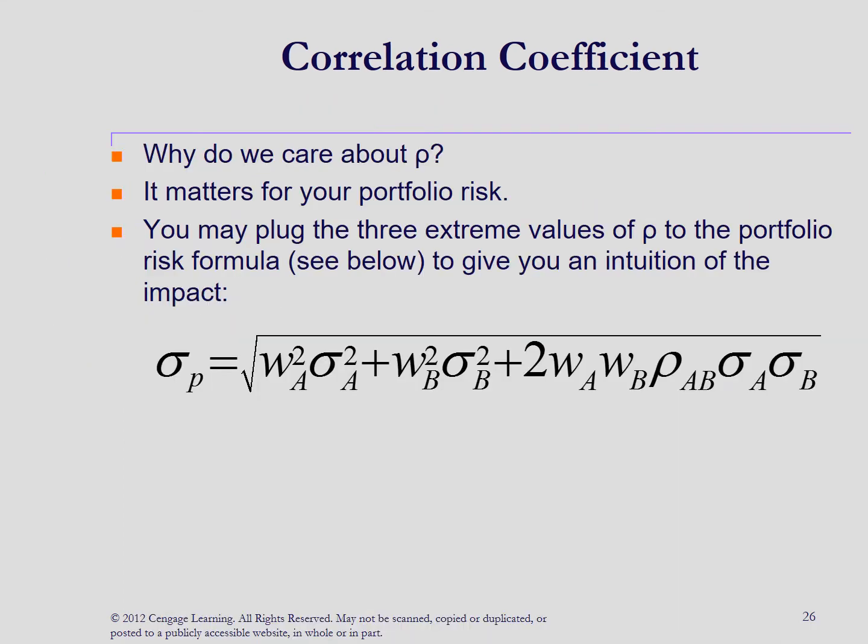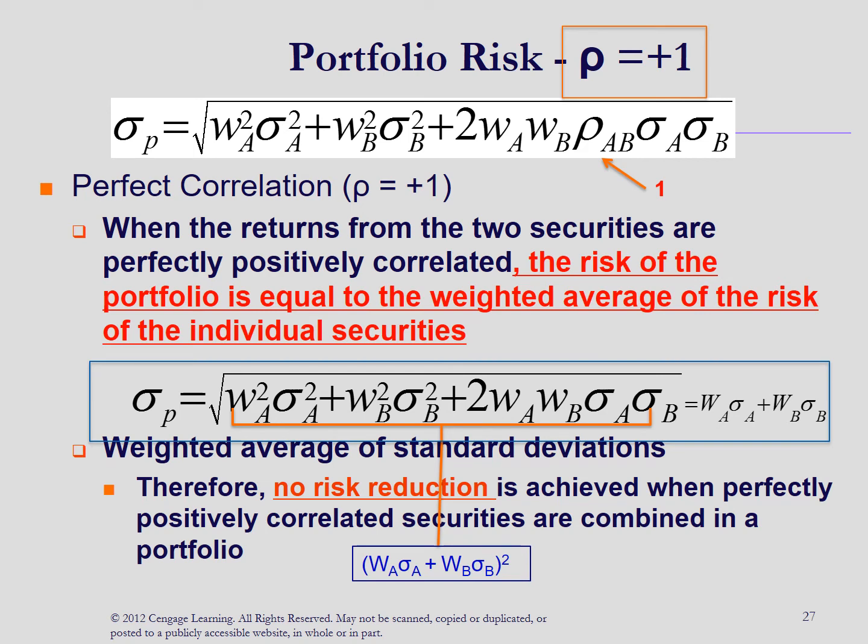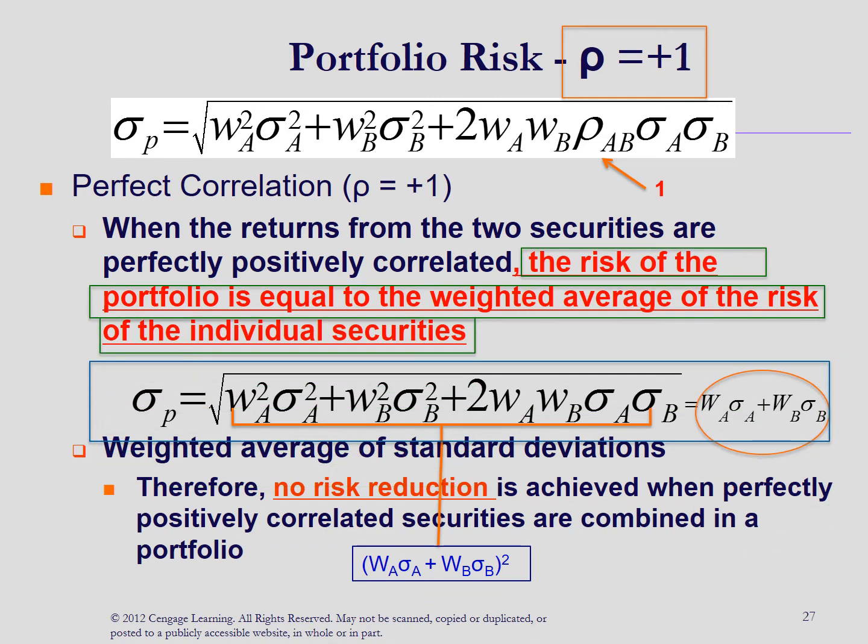The correlation coefficient between returns on two securities has an impact on the portfolio risk. Suppose the returns from two securities are perfectly positively correlated. That is, the correlation coefficient is equal to +1. Plug 1 into this formula. We arrive at this formula. We observe that the portfolio risk is the weighted average of the risk of the individual securities. Therefore, no risk reduction is achieved.